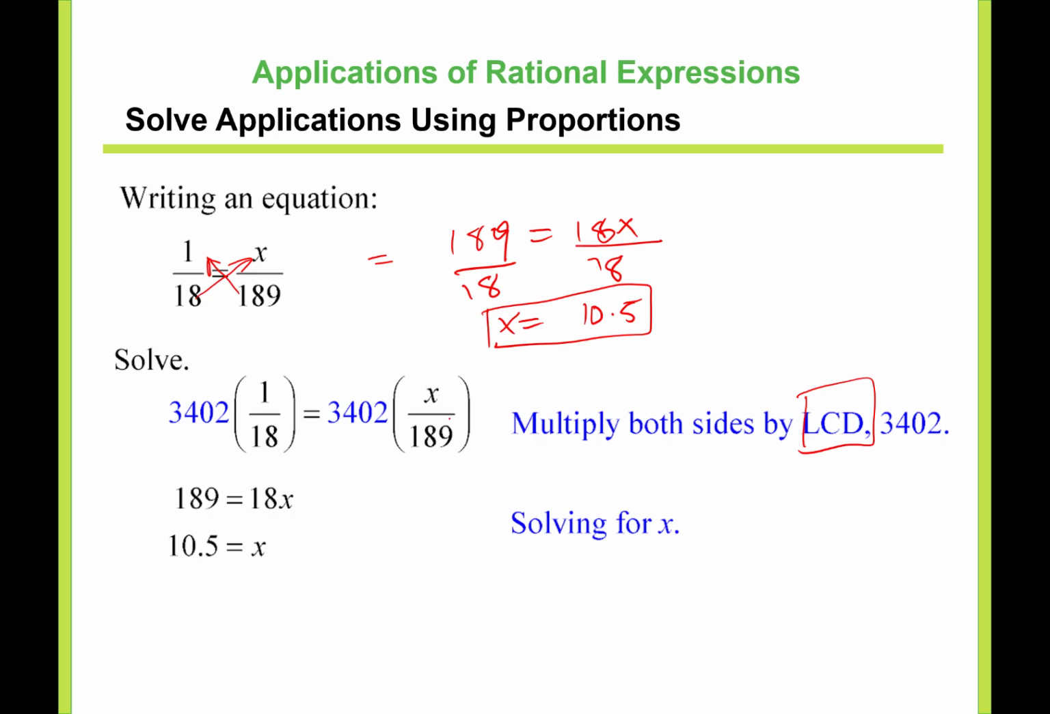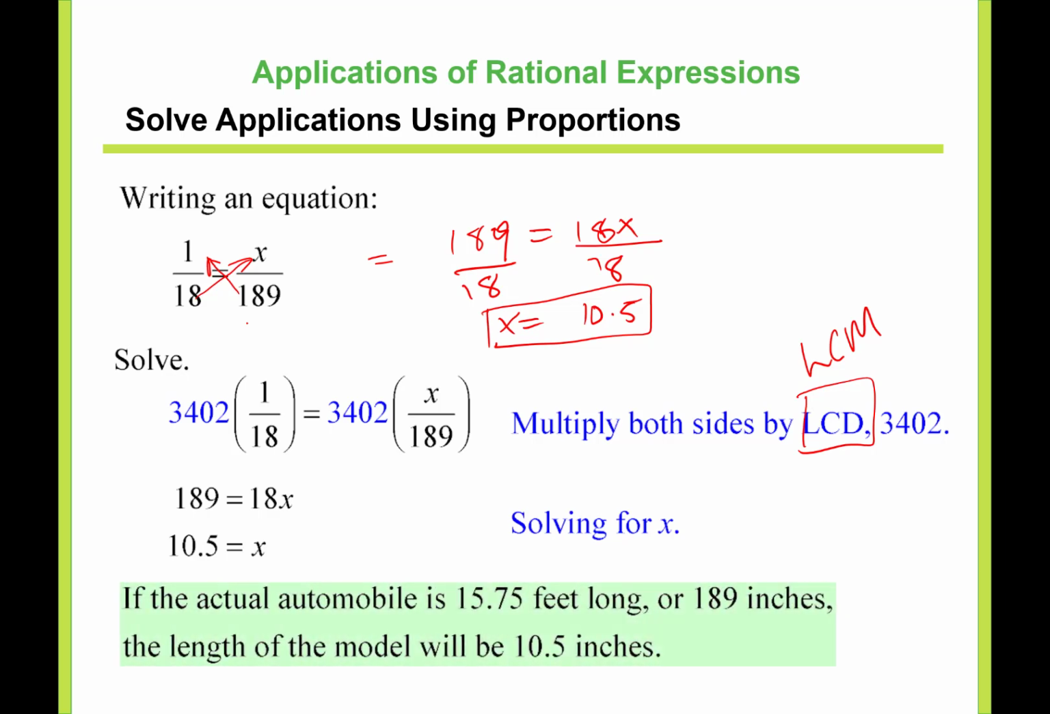Very importantly right here, we get the same result if we actually divide that by that. Now again, you can multiply through by the LCD. Just be careful here, LCD is the same thing as LCM, or we simply could equalize the denominators. It doesn't matter. However we approach it, this can be used to solve the problem. So keeping it going, if the actual automobile is 15.75 feet long or 189 inches, the length of the model will be about 10.5 inches.